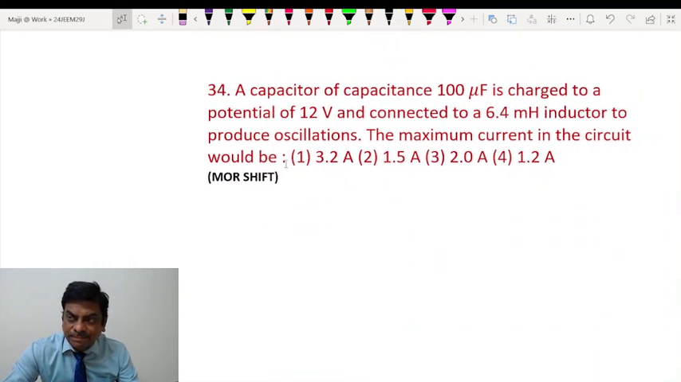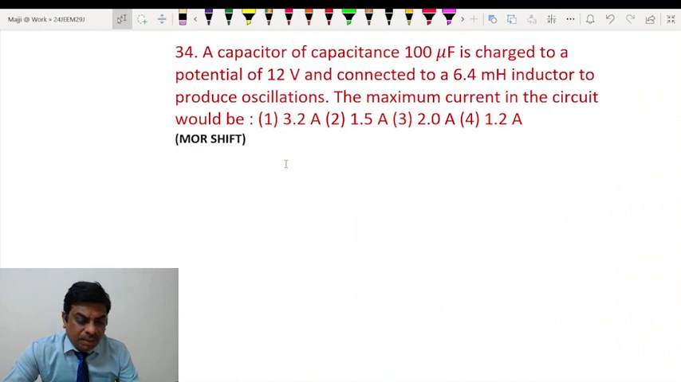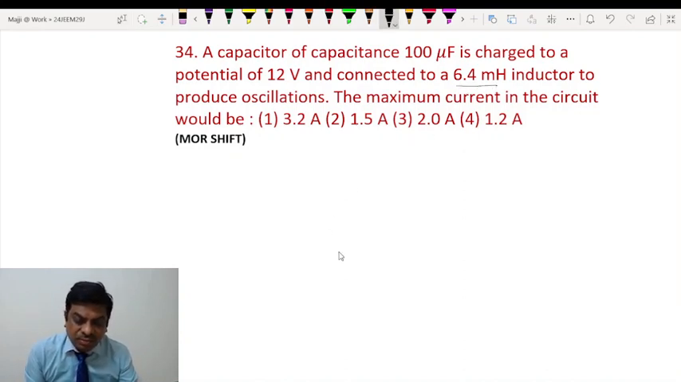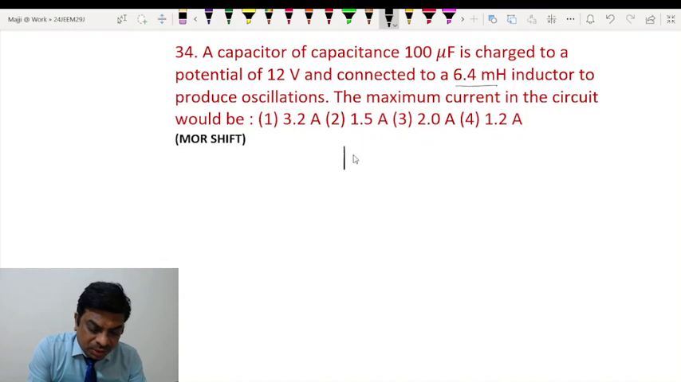Question number 33. A capacitor of capacitance 100 microfarad is charged to a potential of 12 volt and connected to this much millihenry inductor to produce oscillation. The maximum current in the circuit. Now students, as you can see, initially the capacitor of capacitance 100 microfarad was charged to a potential difference of 12 volt.